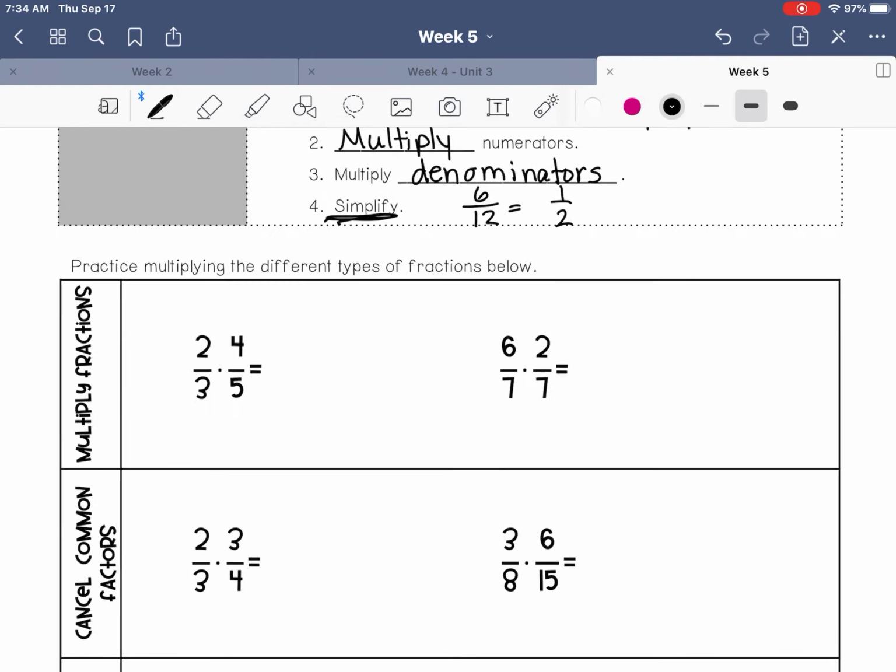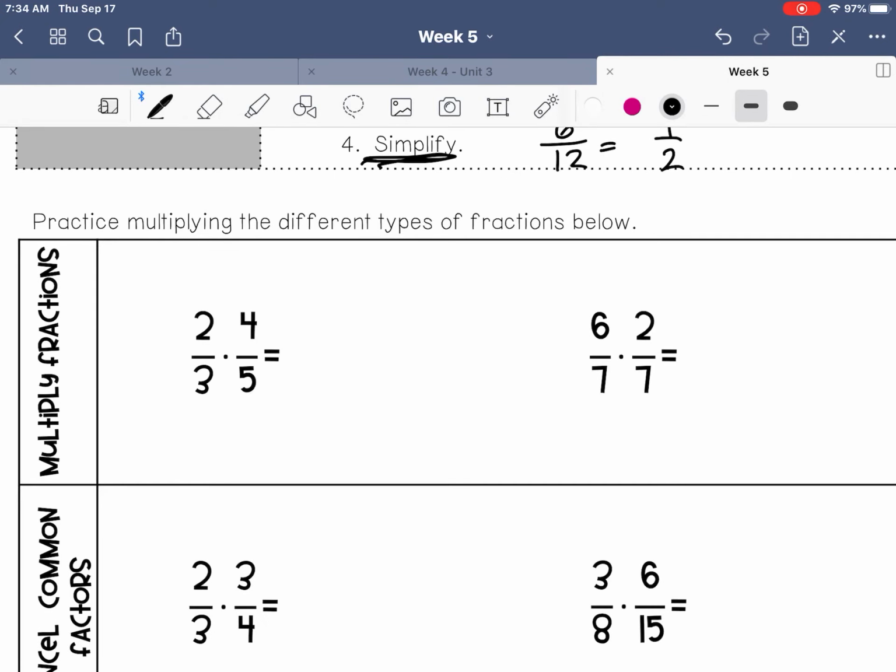Okay, so let's talk about the very basic parts of just multiplying the fractions. I've got 2/3 times 4/5. Please write this down. 2/3 times 4/5. I first multiply the numerators. 2 times 4 is 8. Then I multiply the denominators. 3 times 5 is 15. And I'm done. That's my final answer. That won't simplify. 8 and 15 don't have any common factors. Simple, right? Okay, let's write down this next example.